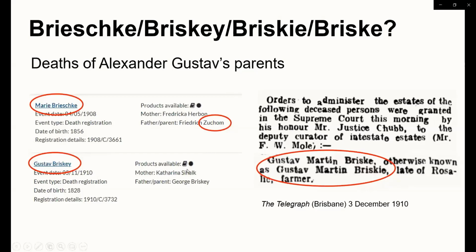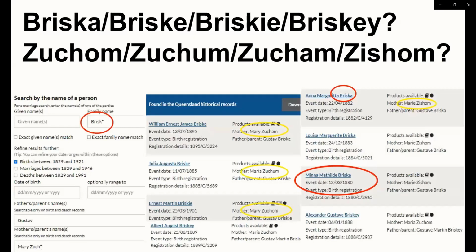Using truncation and wildcard in the Queensland Register's historical indexes, we search for names beginning with Brisk, B-R-I-S-K, with which most of the variants seem to occur. This gives us results with four variants of the name Brisky, including a formerly unknown one, Briska, ending in an A. We find new variants of the name Zulchon, too, in the birth records of Alexander Gustav's siblings. We also note new variants in the mother's given name. She's Mary, Maria with an E and Maria with an A.